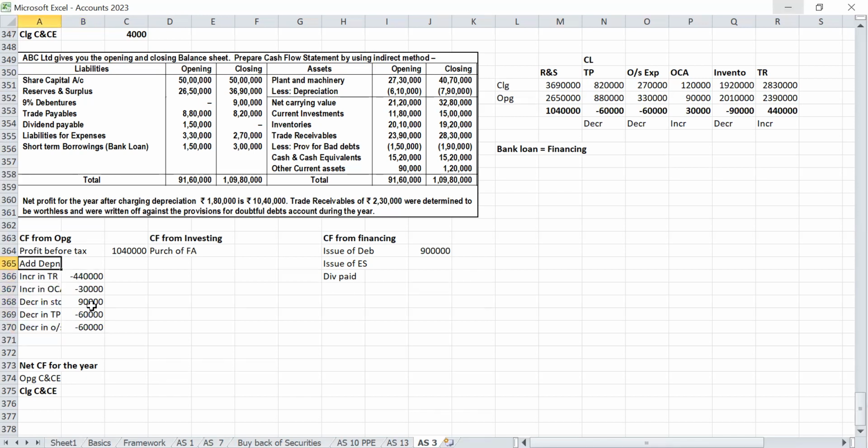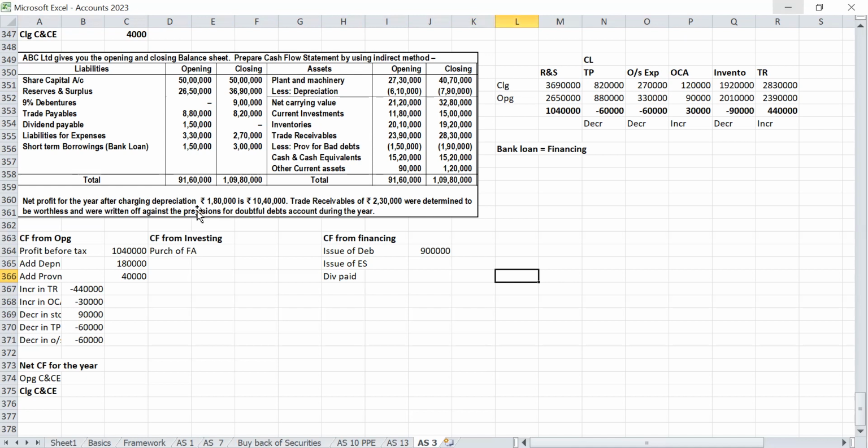Then non-cash items. Depreciation, how much? Depreciation 1,80,000. Opening will be 6,10,000, closing will be 7,90,000. Closing minus opening is 1,80,000, and the question also gives 1,80,000. Then provision for bad debts, 40,000. Provision for bad debts has a total increase of 40,000, which we have provided from profit and loss account. Correct? Yes, sir. And one more point.